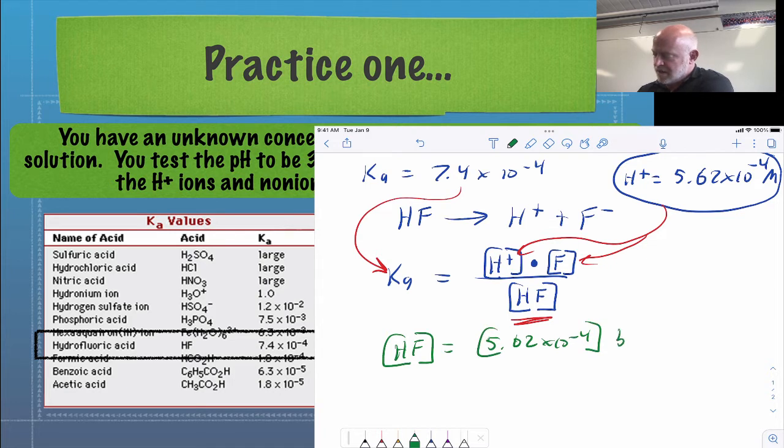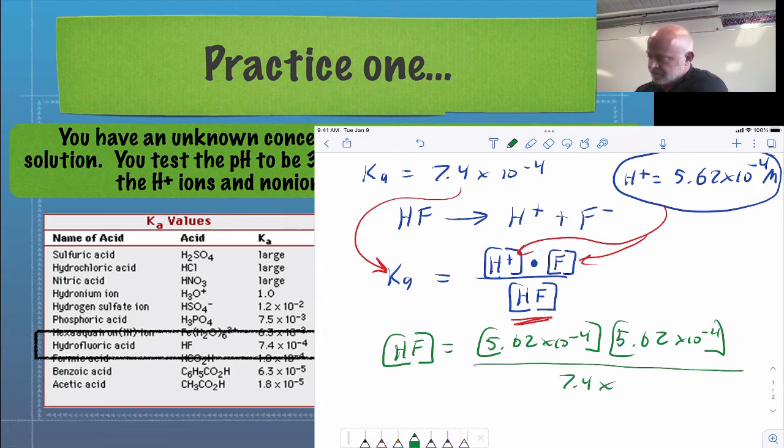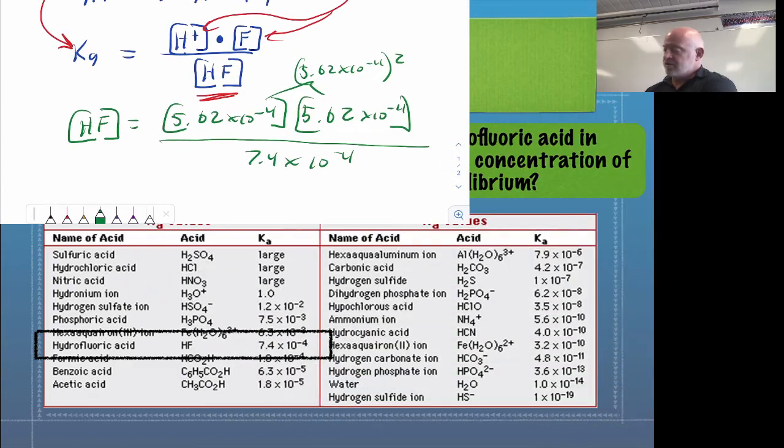That is going to be twice. You could put it squared if you want to. Not twice, actually, it's squared here. Times 10 to the negative 4, all over the Ka, which was 7.4 times 10 to the negative 4. Okay? If you don't want to write these twice, you would have to do 5.62 times 10 to the negative 4, and you would square that value. Okay? Don't take it times 2. That's a common mistake students make in this. And then plug into your calculator, and we solve it.